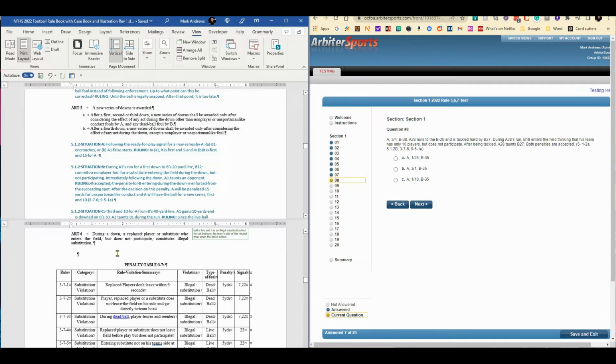3-7-6 says, during a down, a replaced player or substitute who enters the field but does not participate constitutes an illegal substitution. And that's a big differentiation, because illegal participation is 15 yards, illegal substitution is 5. Okay, so remember that. If he runs onto the field, you've definitely got a foul, but if he just realizes his mistake and doesn't participate, it's just a 5-yard illegal substitution foul.